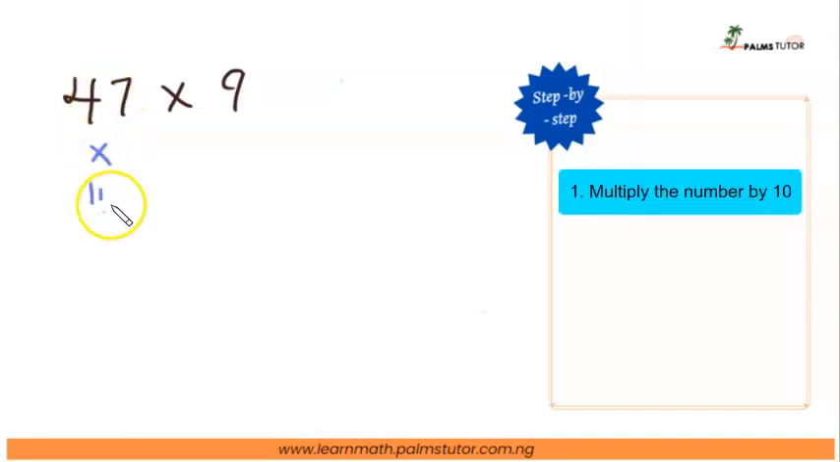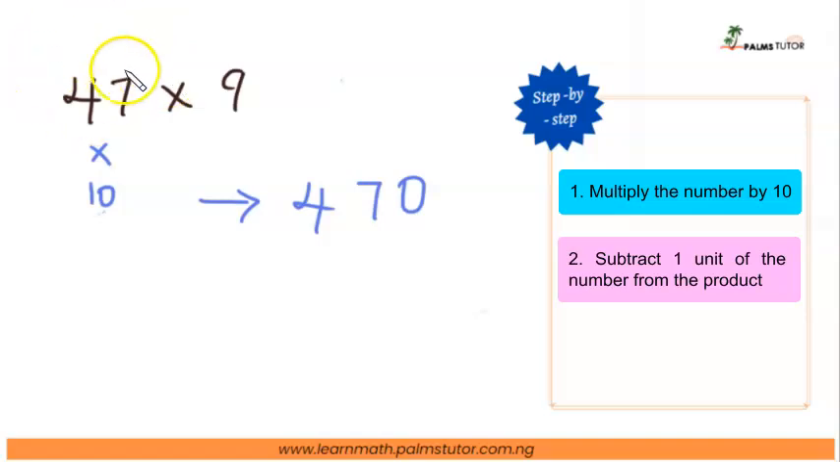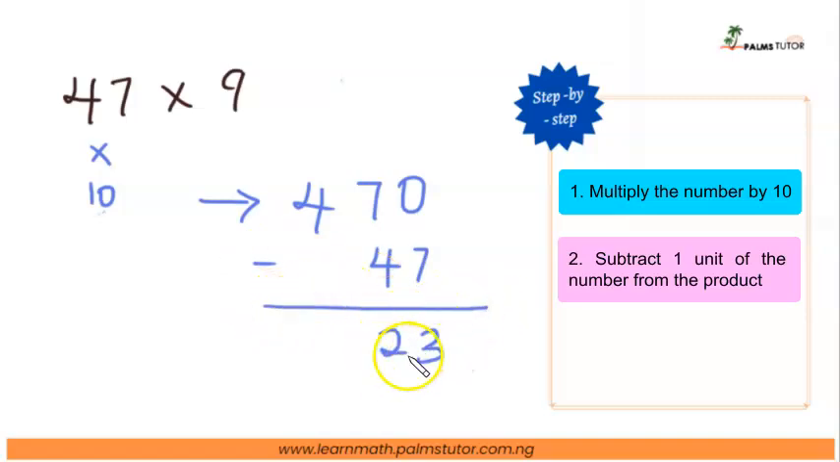Multiply the number by 10 so that you have 470. Then take 1 unit of it, that's 47, away from that number, right? Such that we have 423.